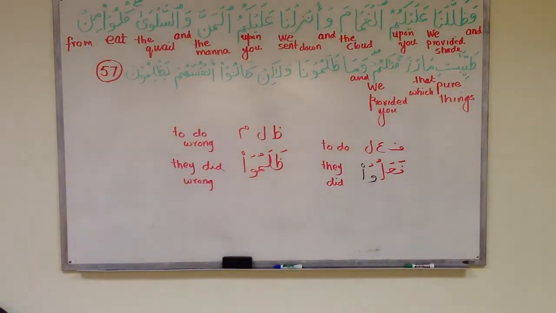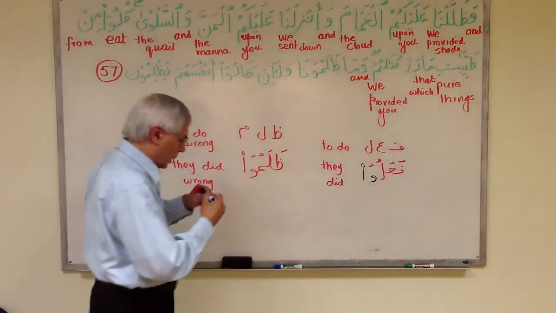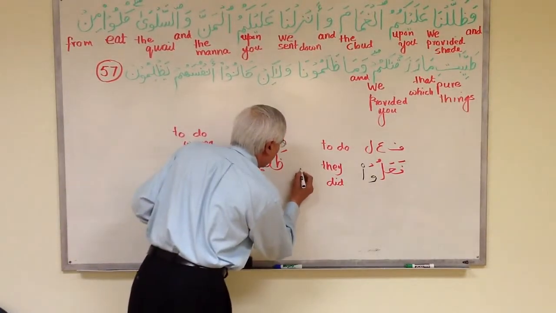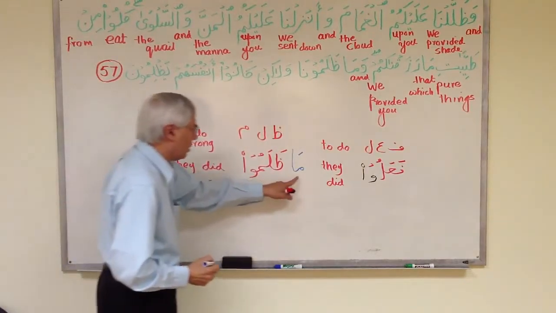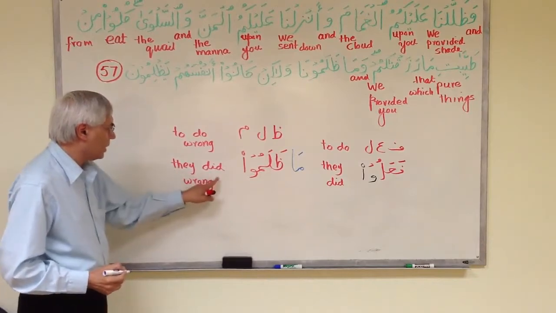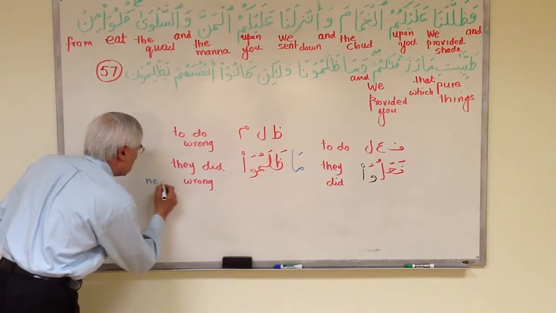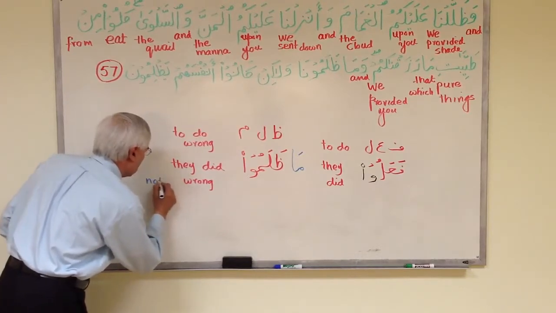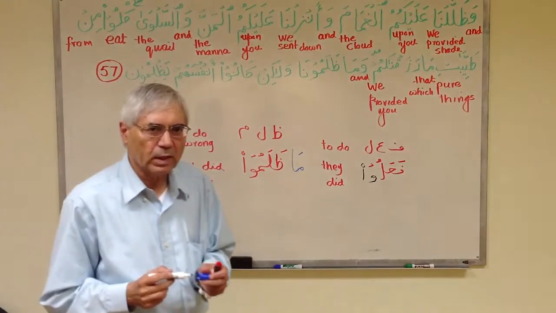Zalamu, they did wrong. Now also, this is positive. If you want to make it a negative, we put a ma in the beginning, and ma will make the sentence negative, which means they did not do wrong. Ma fa'alu, they did not do wrong.